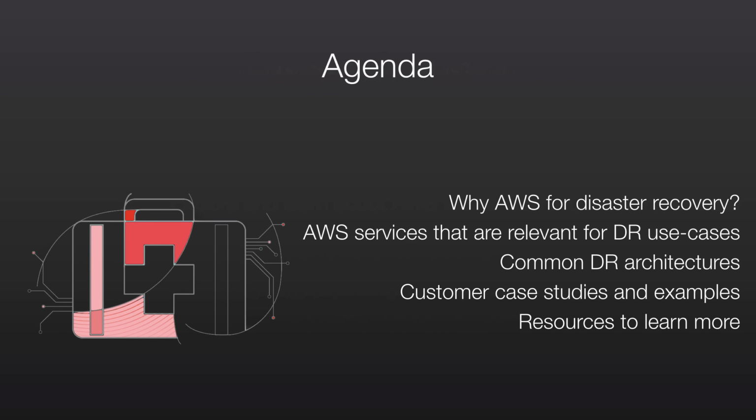The agenda that we're going to follow today, we're going to take a look at why you might use AWS for disaster recovery. And we're going to take a look at AWS services that are relevant for DR use cases. We'll take a look at common DR architectures, and in the session today we're going to have time to focus on 2 of the common patterns that we see, but we'll show you some resources at the end where you can learn more and understand a little bit more about how customers commonly use AWS for disaster recovery workloads.